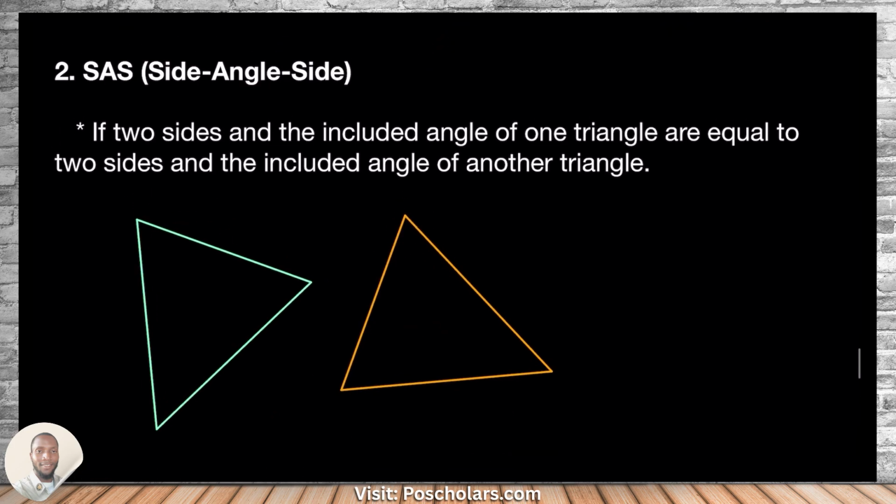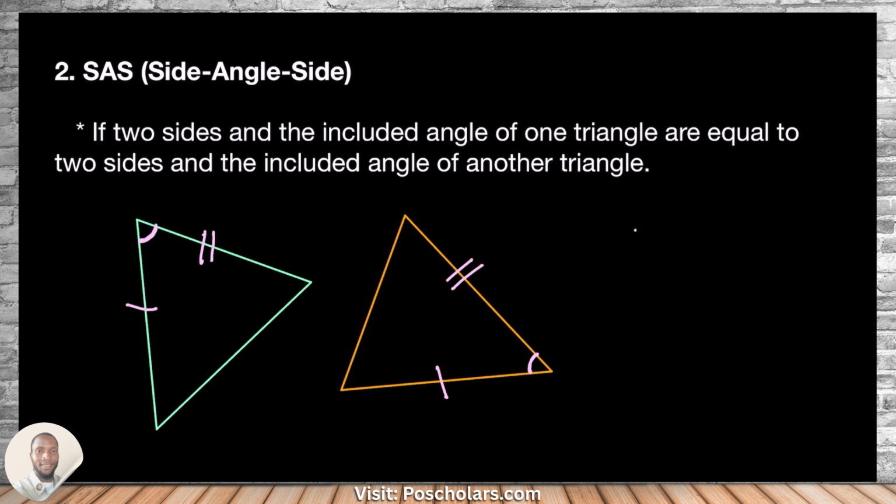We have the first side, right? We have the second side, and we have the included angle, right? Then same thing, we have the first side here, we have the second side here, and we have the included angle, right? So the test is saying these two triangles are congruent, because this angle is equal to this angle, this side is equal to this side, and this side is equal to this side.